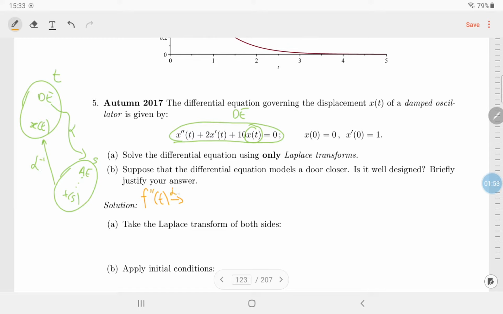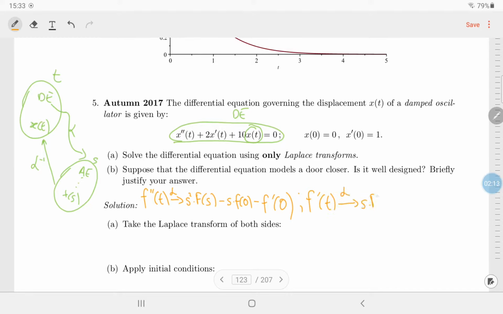The formulas that are relevant at this time are that a second derivative gets sent to s squared times the Laplace transform of the original function, minus s times the value of the function in the time domain at 0, minus the value of the derivative in the time domain at 0. And the first derivative gets sent, by the Laplace transform, to s times big F of s minus little f of 0.